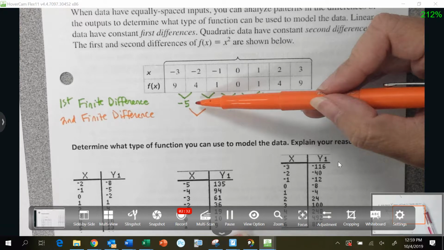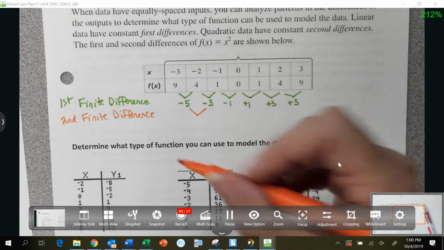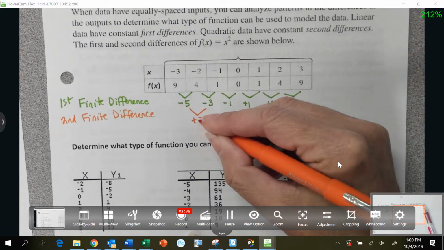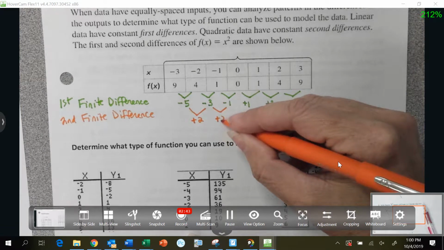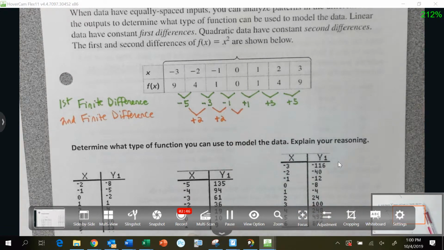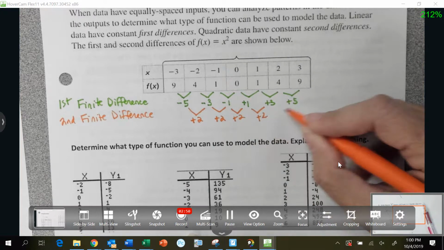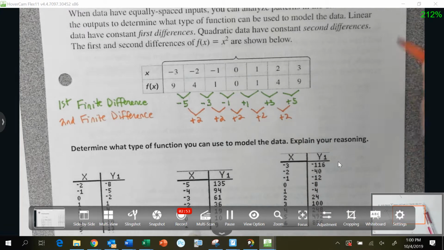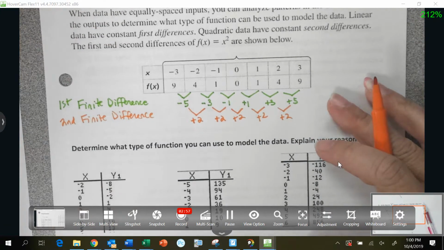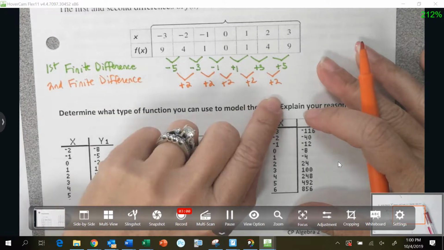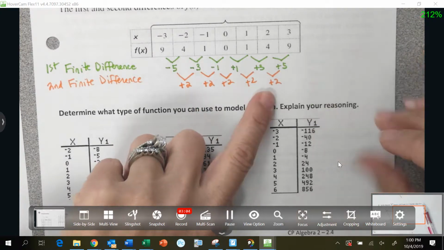Is it getting bigger or is it getting smaller? -5 to -3, we're getting bigger. We're adding 2. How about from -3 to -1? Add 2. How about from -1 to +1? Add 2. How about from 1 to 3? And from 3 to 5. So now we have constant finite difference. Constant meaning it's the same number every single time. Like the green ones, there was a pattern there, but the orange ones, they are the same.